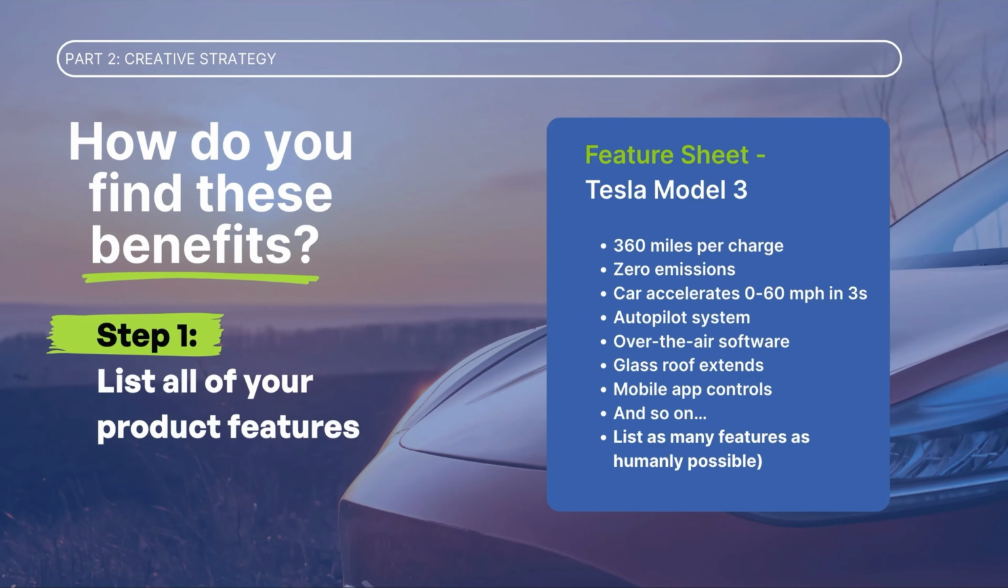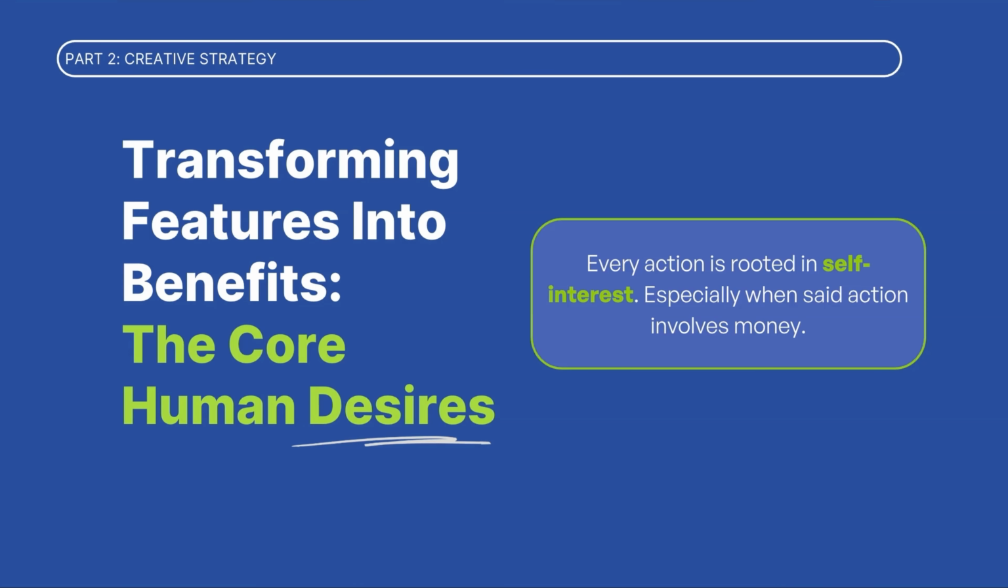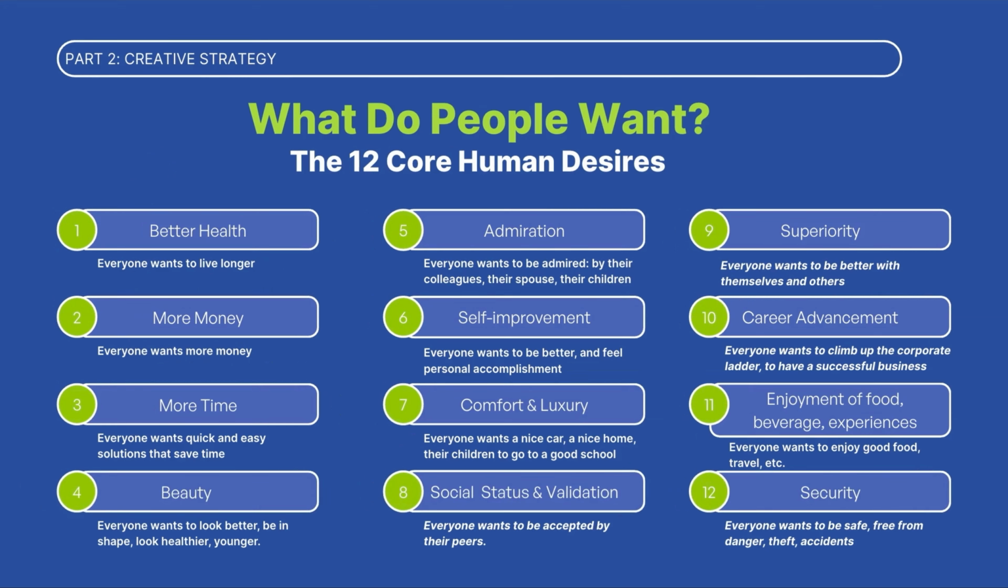The second step is to transform these features into irresistible benefits. Remember this, every action is rooted in self-interest, especially when said action involves spending money. So, what do people really want? The core human desires that drive action can be summed up in 12 basic wants and needs. In the end, people want better health, more money, more time, beauty, admiration, self improvement, comfort and luxury, social validation, superiority, career advancement, enjoyment of food and beverage, and security.